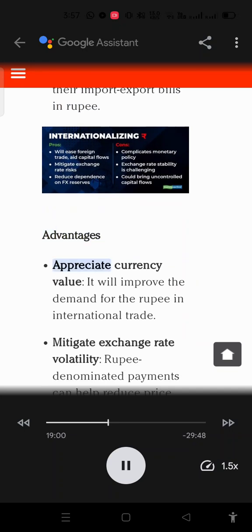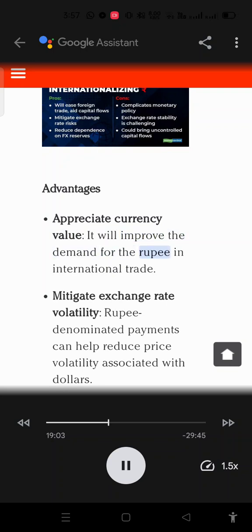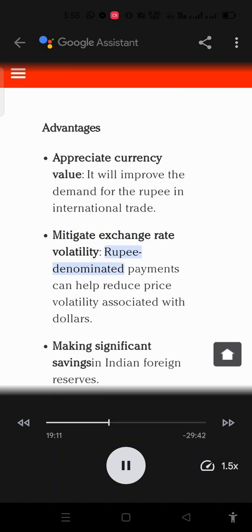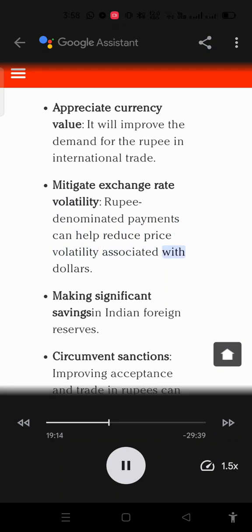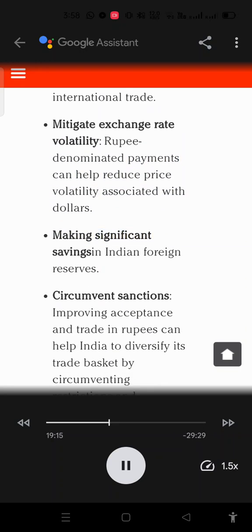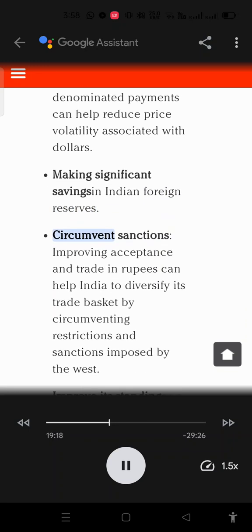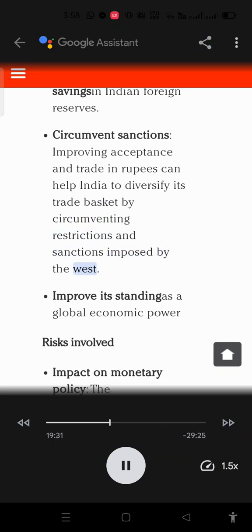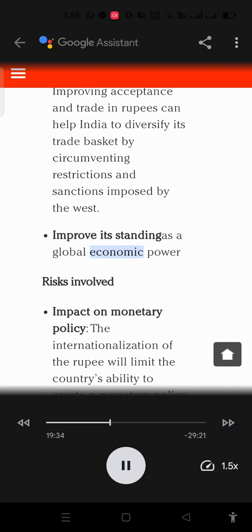Advantages. Appreciate currency value: it will improve the demand for the rupee in international trade. Mitigate exchange rate volatility: rupee-denominated payments can help reduce price volatility associated with dollars. Making significant savings in Indian foreign reserves. Circumvent sanctions: improving acceptance and trade in rupees can help India to diversify its trade basket by circumventing restrictions and sanctions imposed by the West. Improve its standing as a global economic power.